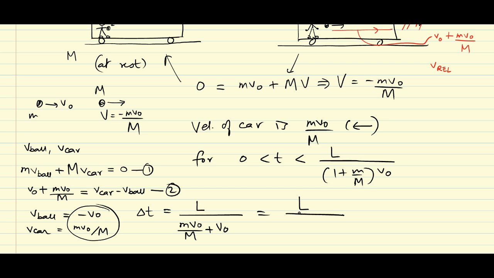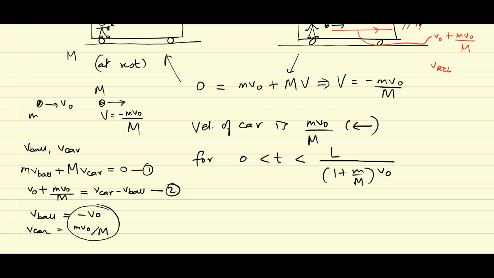So L upon v naught into 1 plus m upon capital M. Now this time interval is the same time interval that we got before the first collision, that is between the throw and the first collision. So I get the same time interval between the first and the second collisions, and what that will mean is the following.